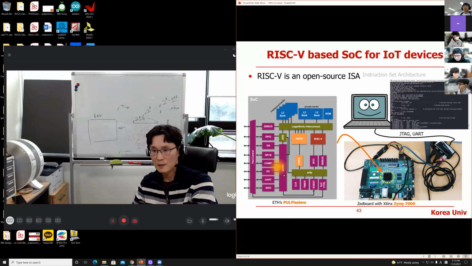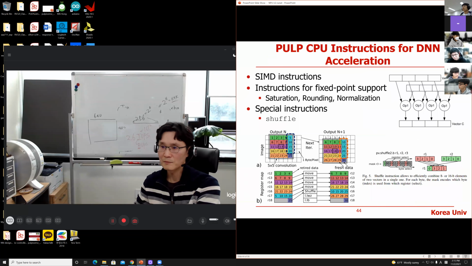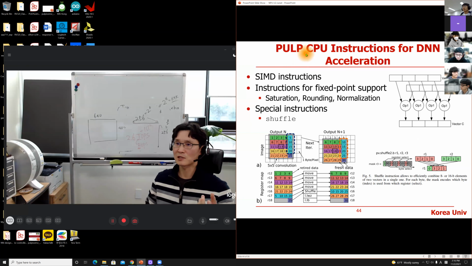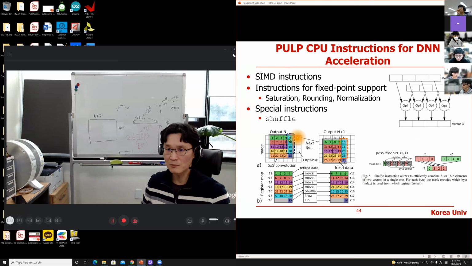Okay, and the reason why I include this is they are actually implementing DNN models. They are providing special instructions for DNN acceleration. Okay? For example, this.